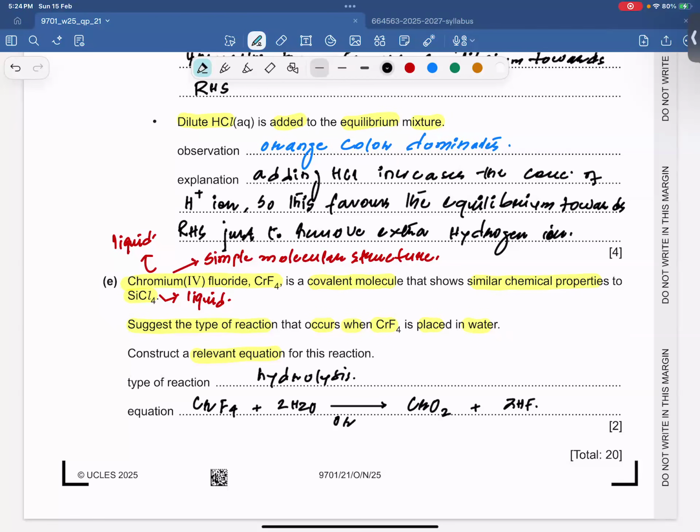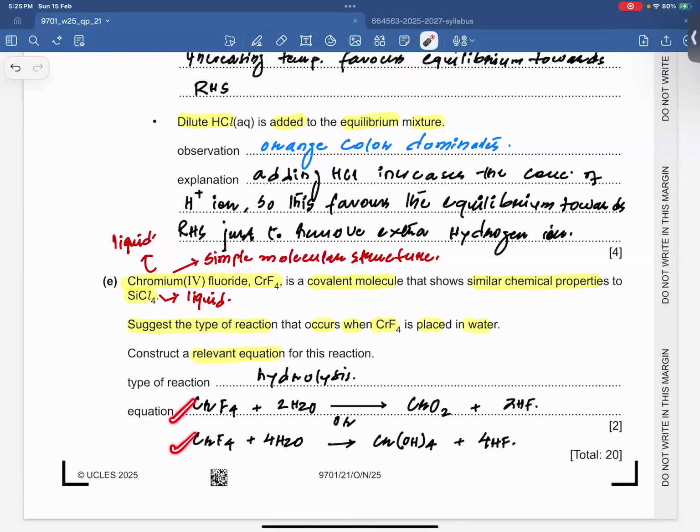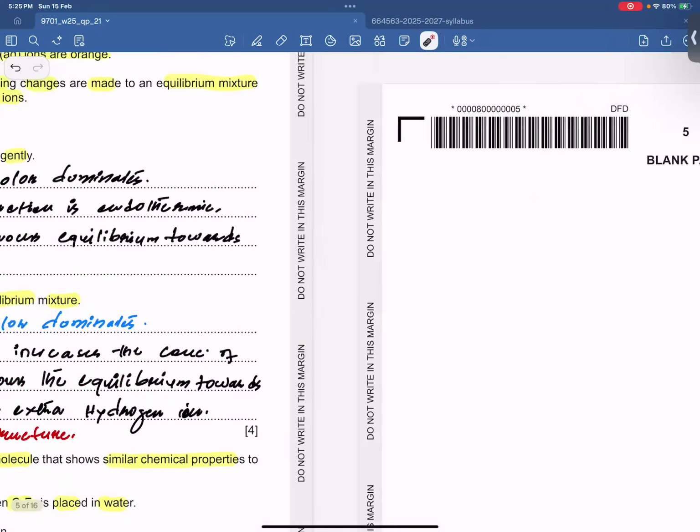You can write this equation in this way also. CrF4 plus 4H2O, it will turn to Cr(OH)4 plus 4HF. So both of them are right. You can write any one of them. All right. So that's your choice. That's a very huge question. That's 20 marks per question. That's huge. All right. Let's move on to the next question.